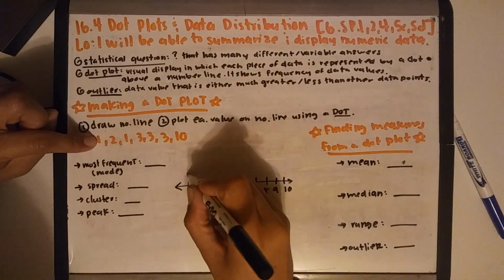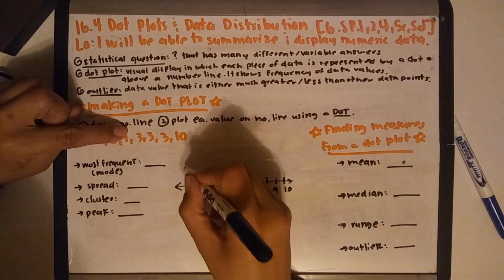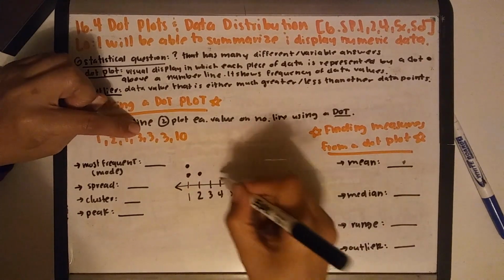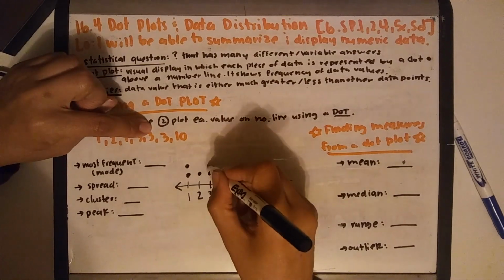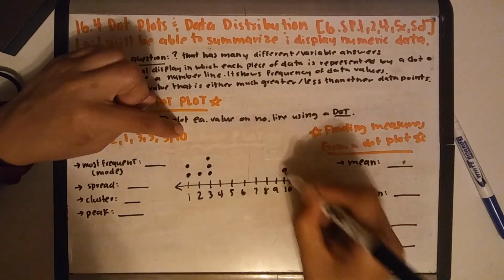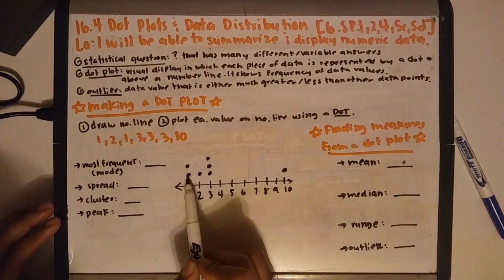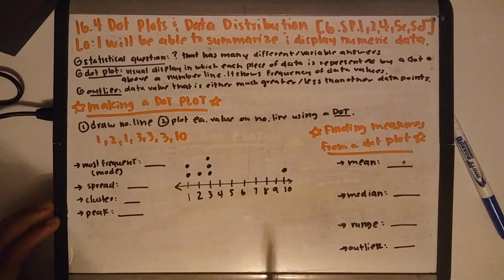So 1 goes right here, so that's 1, and then you have 2, so I put a dot on 2, and I have another 1, so I put another dot on the 1. I have 3 with 1 dot, and then another 3, another dot, another 3, another dot, and then I have 10. Okay, so every single one of these has to be represented with a dot on the number line.